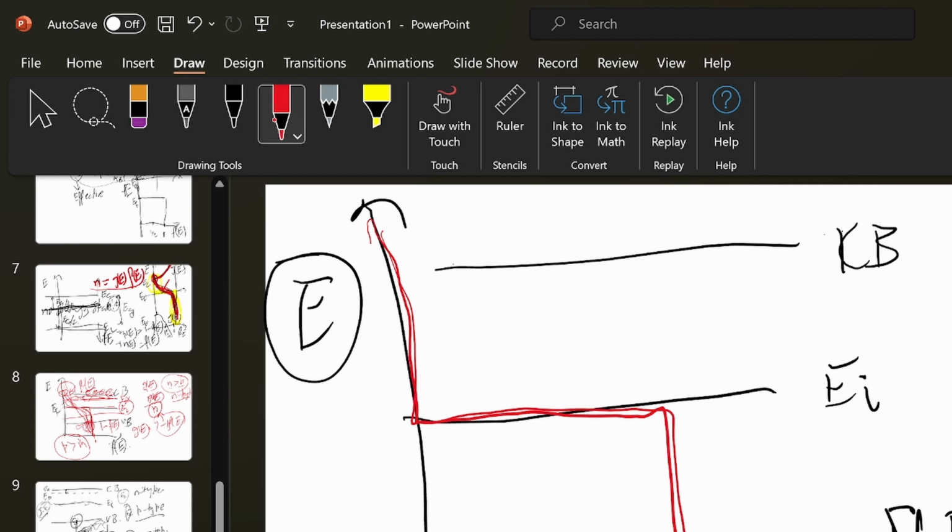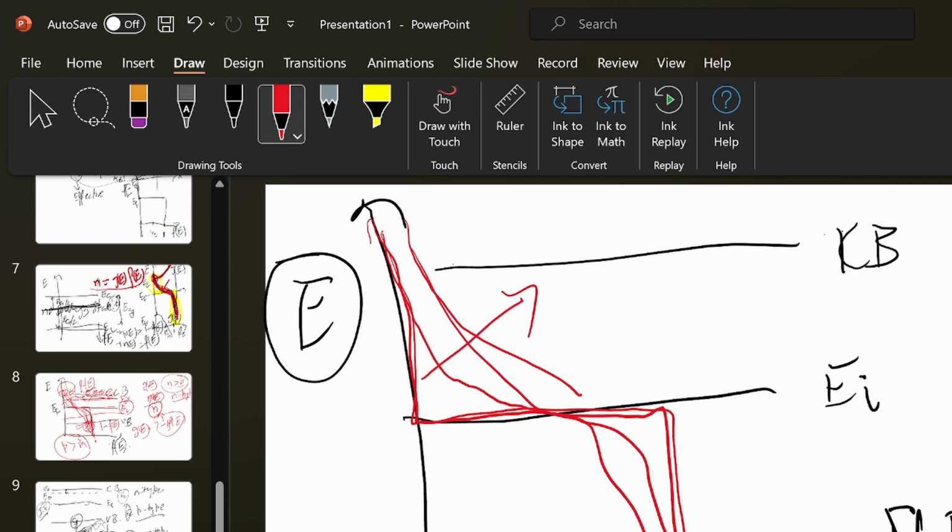As we increase the temperature, there will be some smearing out. As we increase the temperature more, the smearing out will be more. This direction is the direction in which temperature is increasing.